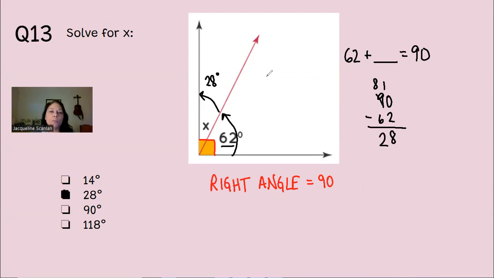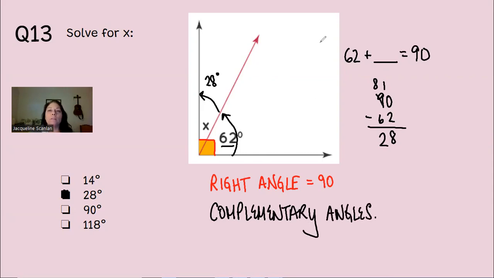By the way, bonus points for remembering that these are called complementary angles. Complementary angles are two angles that when you add them together give you 90 degrees.